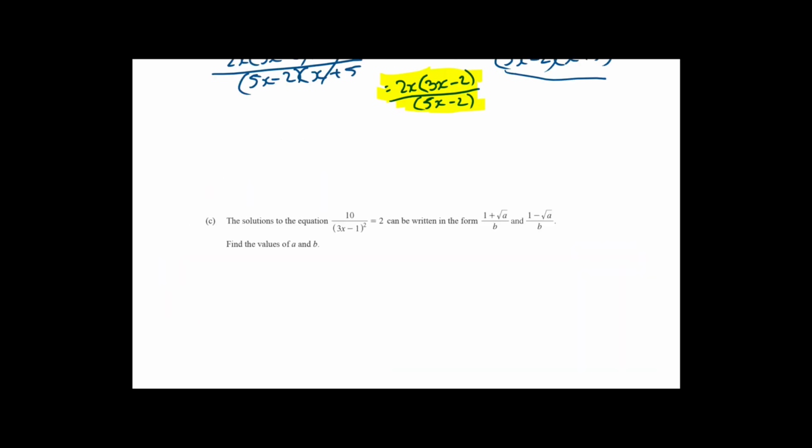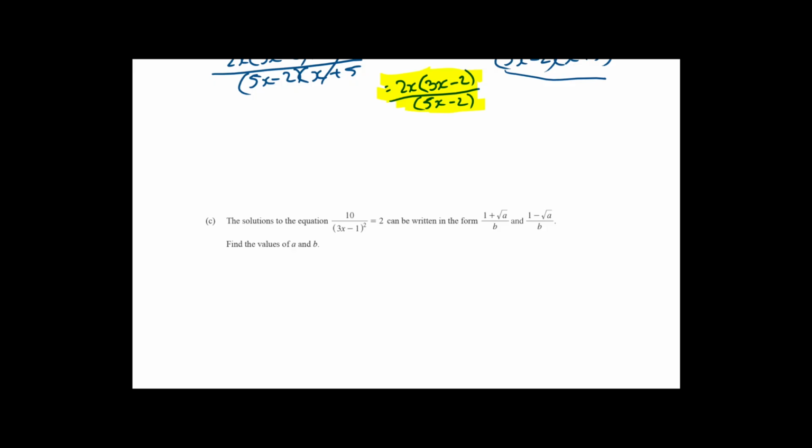Alright, the next one is a bit of a tricky one. The solutions to the equation 10 over brackets 3x minus 1 squared equals 2 can be written in the form 1 plus square root of a over b and 1 minus square root of a over b. Find the values of a and b.